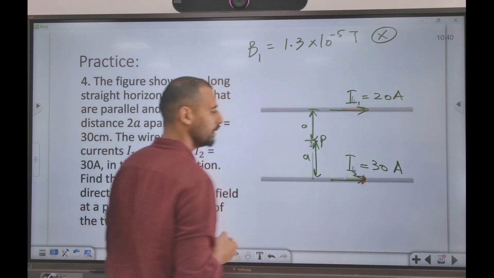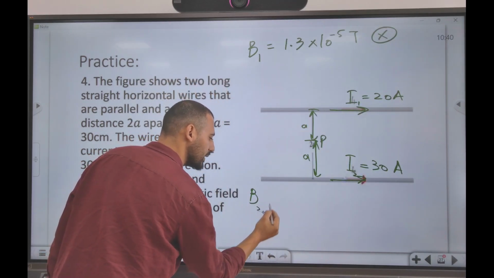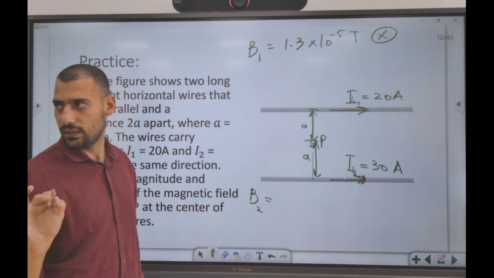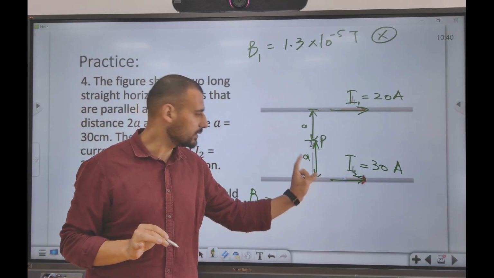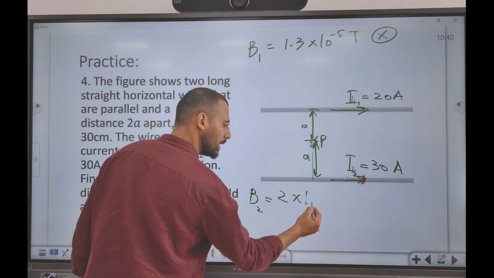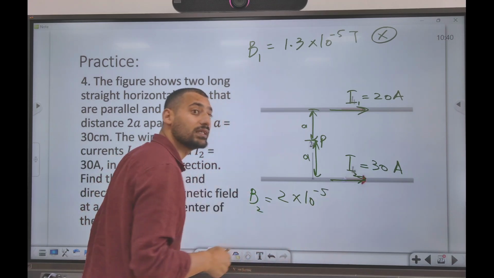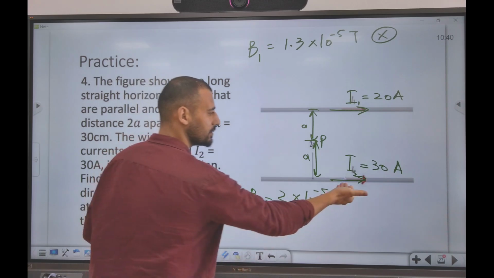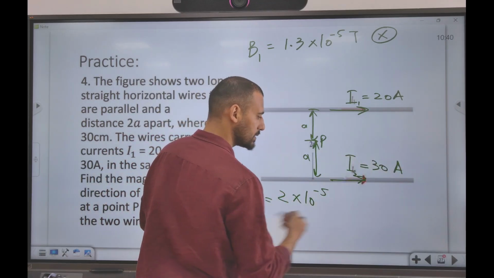What is the magnetic field due to the second? The value will again be the same, because the current is the same and the distance is the same. The magnitude will be the same, 2 times 10 to the power negative 5. But what is the direction? This is important. Now see, it is outwards.